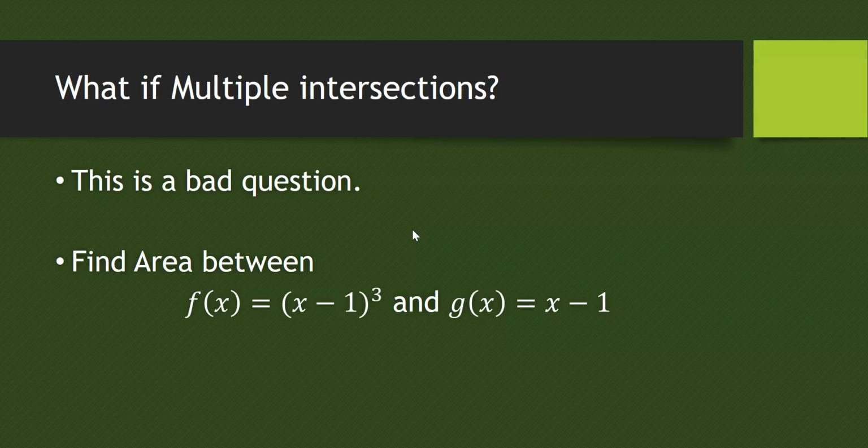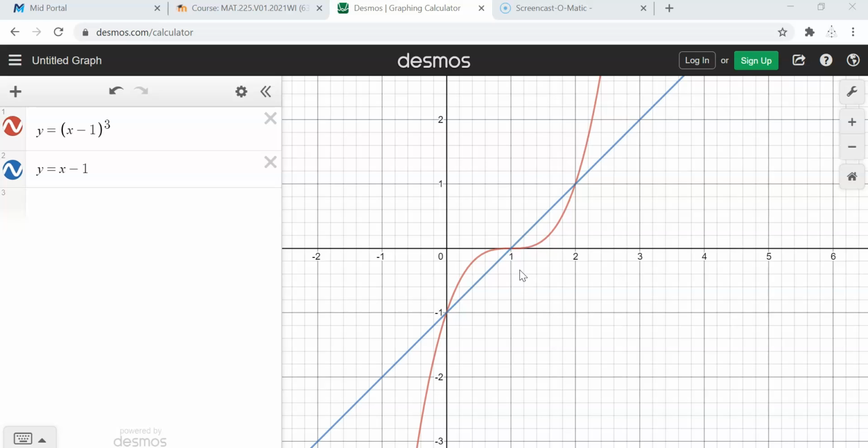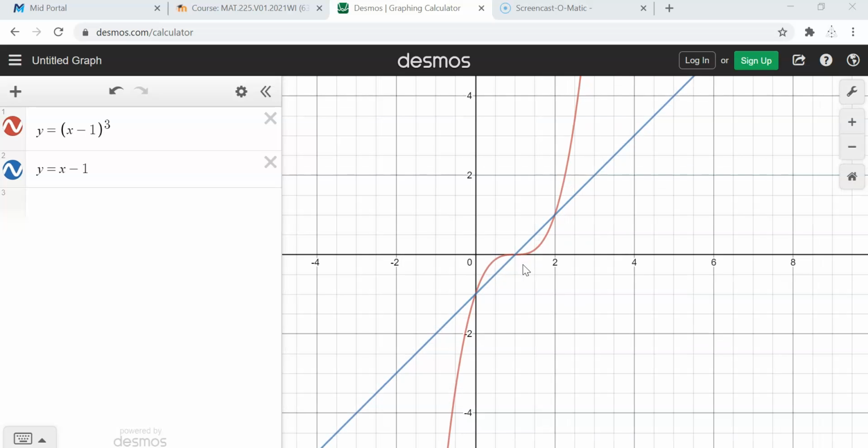Now, what if we have an arbitrary thing? What if we ask a bad question? For instance, like this one. This one says find the area between f of x equals quantity x minus 1 to the third power and g of x equals x minus 1. So let's graph those. There they are on the graph, and you'll notice something funny. We have actually two different bounded regions.